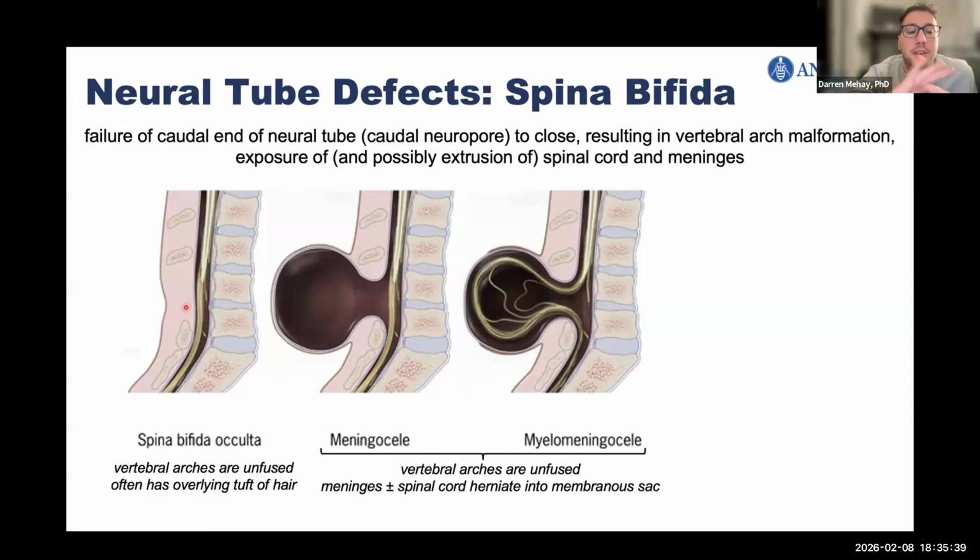And there's quite often an overlying tuft of hair at this location, right at the lumbar location. And then meningocele and myelomeningocele are just that the vertebral arches are unfused, and then either there's meninges within a protrusion, or there's meninges and spinal cord within the protrusion.